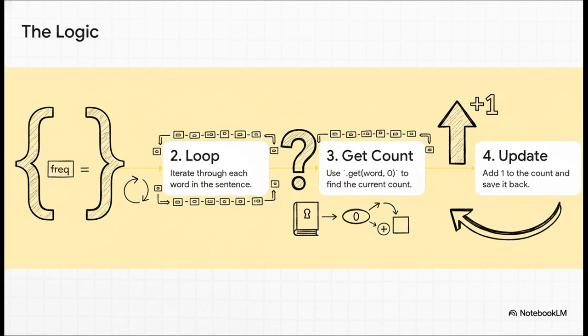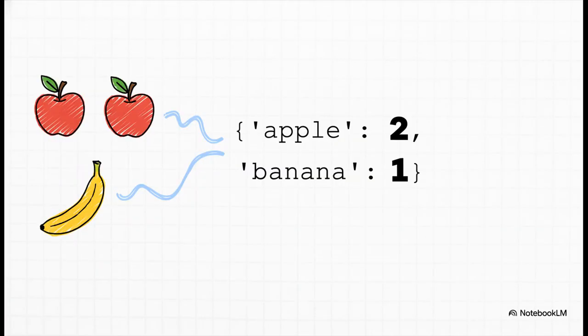And for every single word, we use our safe little .get method. We ask the dictionary, hey, what's the current count for this word? If it's a new word we haven't seen before, .get just gives us back our default, which is 0. Then we just add 1 to whatever number we got back and save it. And bam, there's the result. After our loop runs through apple, banana, apple, our dictionary perfectly stores the final counts. The key apple has the value 2, the key banana has the value 1. And just like that, in a few simple lines of code, we've solved the problem.